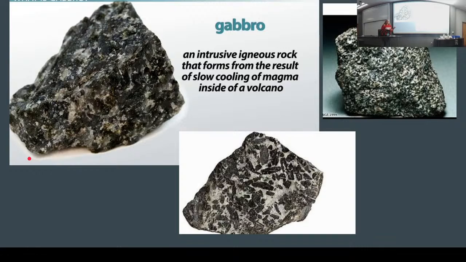And so we'll start off with a gabbro, and I'm going to get you an example here as well. This is an extrusive igneous rock, meaning it was in the ground, and it forms from the result of slow cooling of magma inside a volcano. And so this is a gabbro.